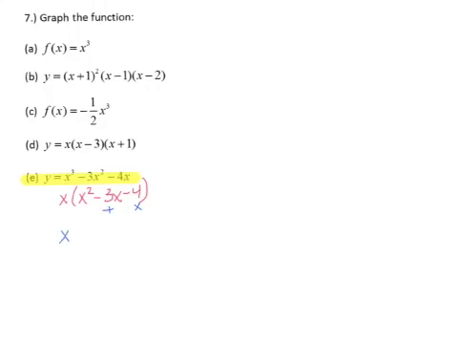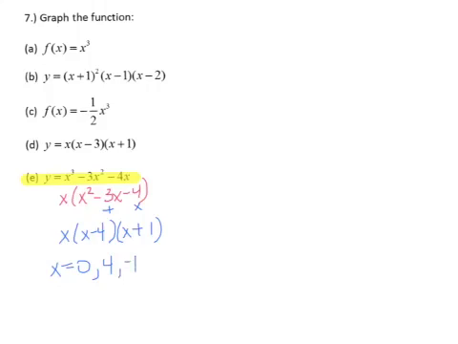And I'm going to break my factors, and I know that x minus 4 and x plus 1 would be my factors, because negative 4 times 1 is negative 4, and negative 4 plus 1 is negative 3. So my zeros are going to be 0 from that first x, 4 from the middle, and negative 1.